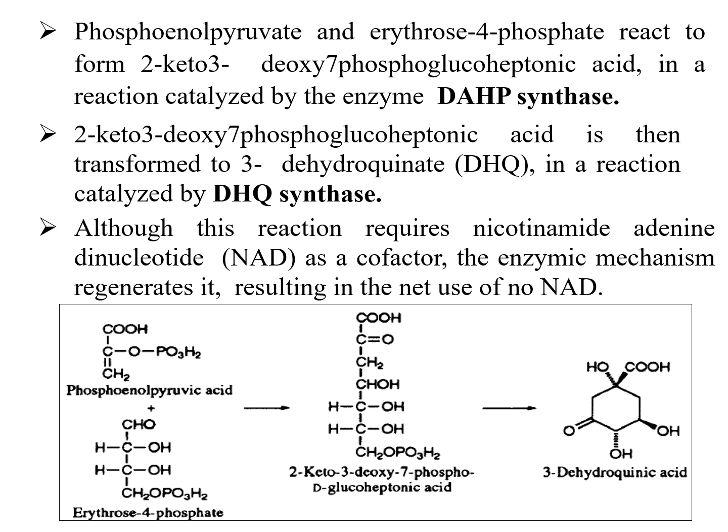These are the two precursors: phosphoenol pyruvic acid and erythrose 4-phosphate. The reaction is catalyzed by the enzyme known as DAHP synthase, and with the help of this enzyme, phosphoenol pyruvic acid and erythrose 4-phosphate are converted into 2-keto 3-deoxy 7-phospho D-glucoheptonic acid. Okay, so it will be the second compound formed from the precursors of the shikimic acid pathway.